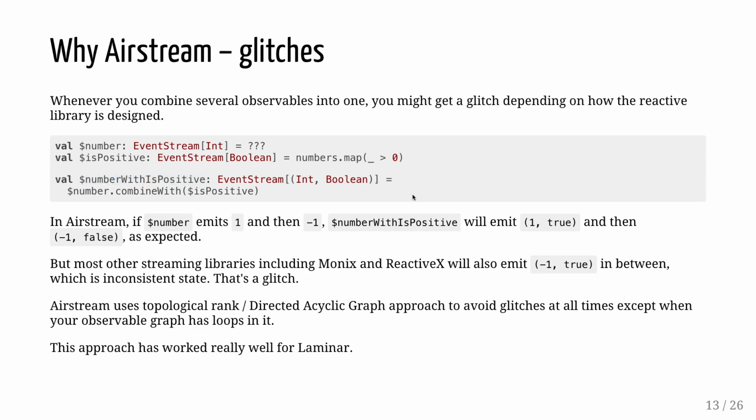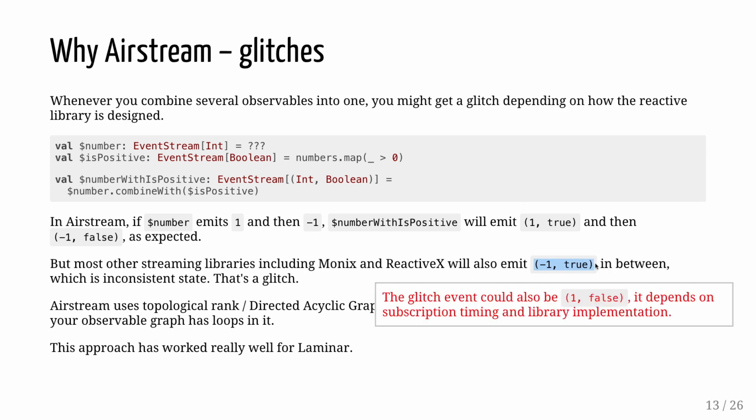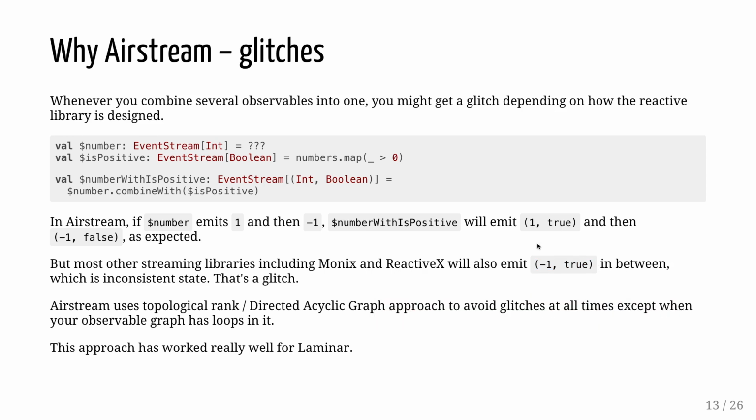However, in many libraries, including popular ones, you will actually get another glitch event in between those two, which will emit a tuple with -1 and true. But -1 is not positive, so it should never be seen next to true. That's why it's glitched. That's why it's undesirable, because you might have logic that assumes consistency, which will break on this event. That is not the only way in which this is problematic, by the way.